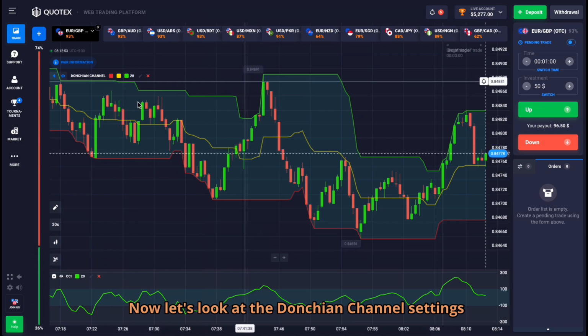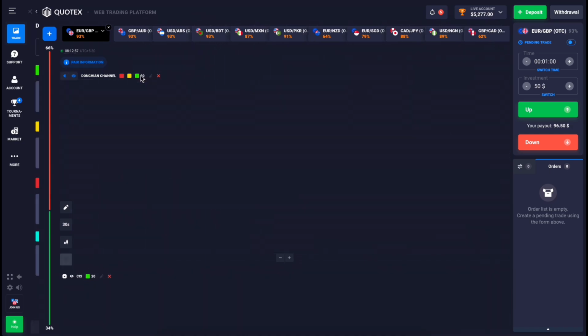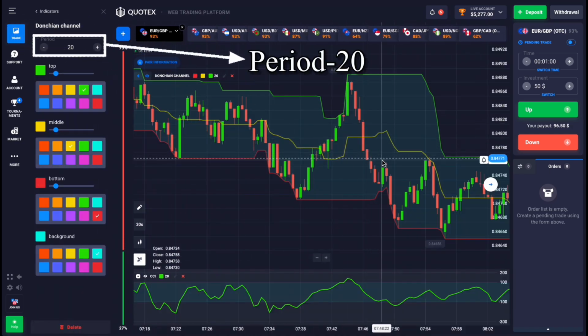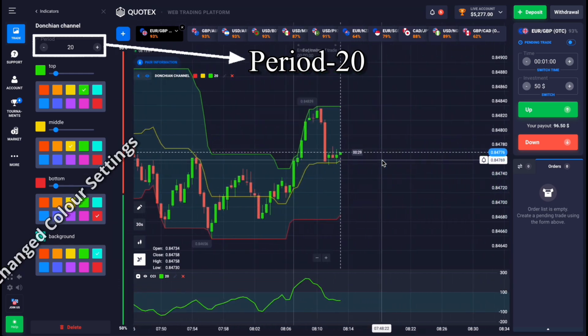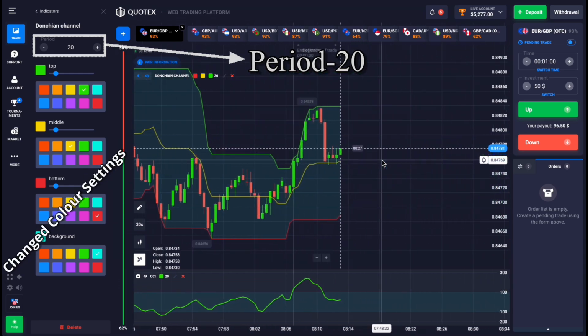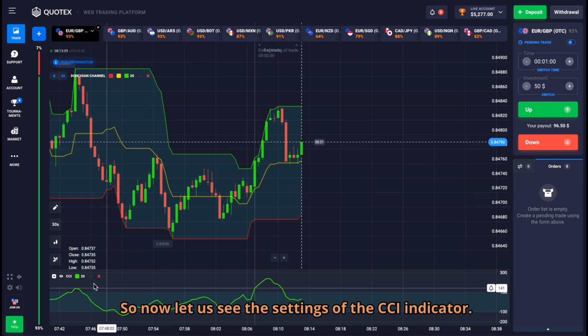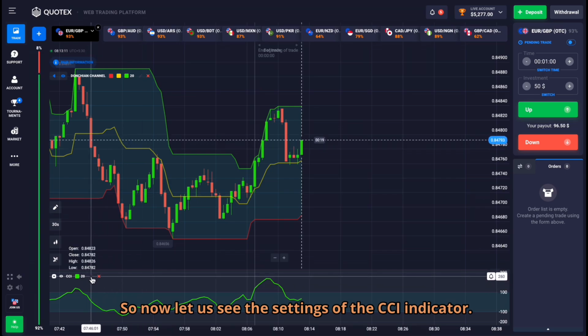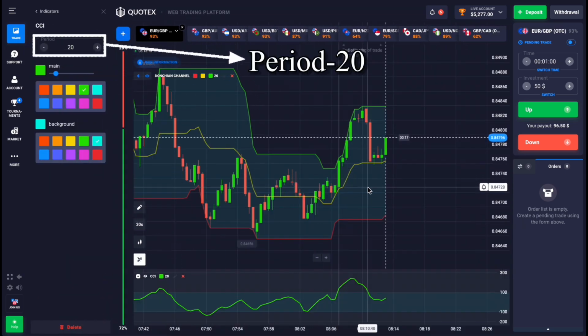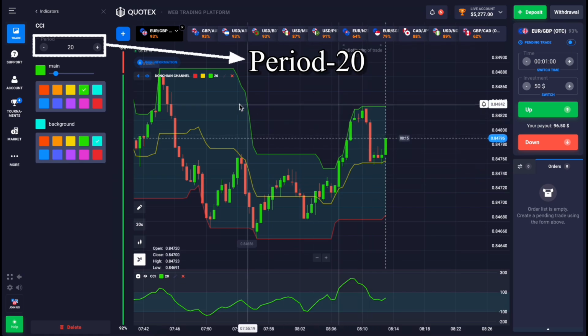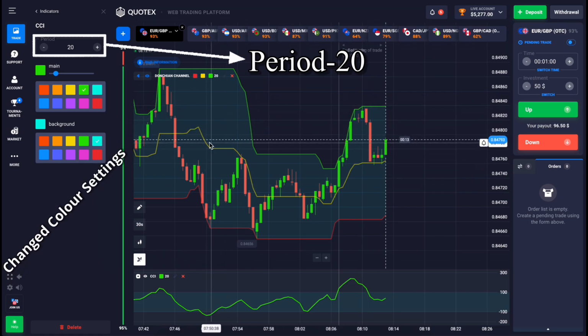Now let's look at the Donchian channel settings. Set the period to 20. And here I have also changed the color settings. Now let us see the settings of the CCI indicator. In this also, set the period to 20. And here also I have changed the color settings.